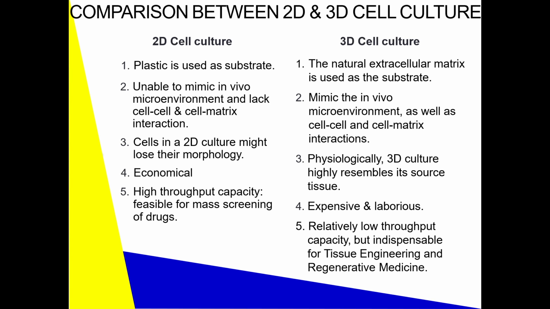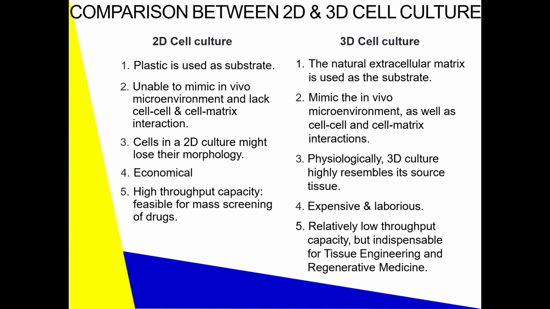So these are the comparisons between 2D and 3D cell culture. What's the difference between these two techniques? In 2D cell culture, plastic is used as substrate. So the petri dish or the flask uses plastic as the component. 2D cell culture is unable to mimic the in vivo microenvironment and lacks cell-to-cell or cell-to-matrix interaction. And cells in a 2D culture might lose their morphology. The morphology or the shape of the cell may be different from the primary cells.